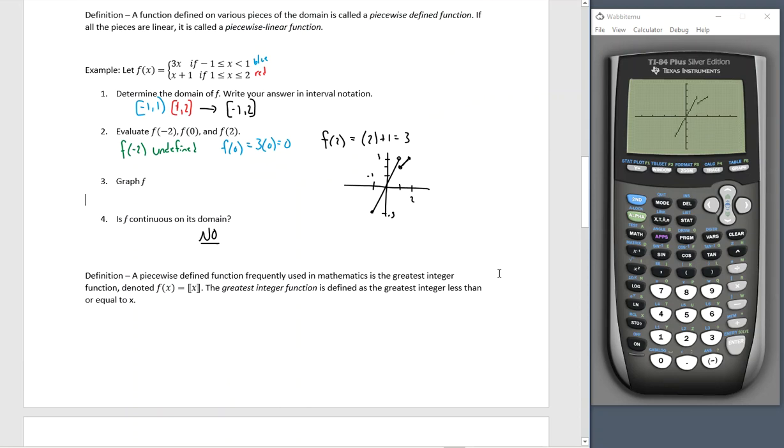A particular definition, a function you'll see, a piecewise defined function frequently used in math is the greatest integer function. It's denoted with a double bar. Sometimes it just has little lines on the bottom, sometimes called the floor function. The greatest integer function is defined as the greatest integer less than or equal to x. Say what? Here we go. Think of a number line.